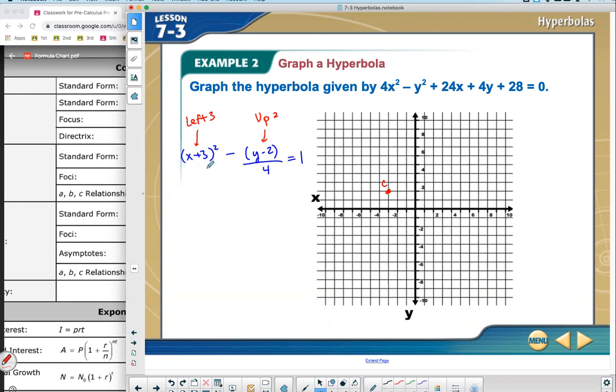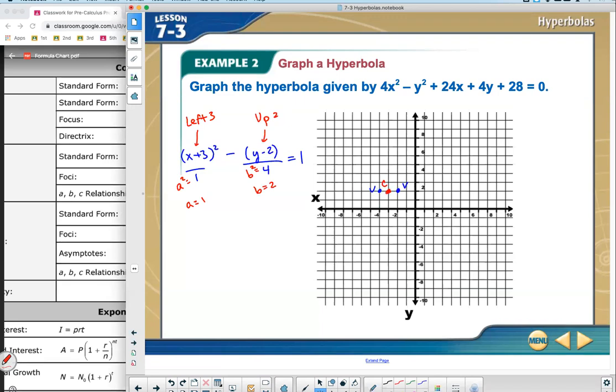Now remember, there's no denominator here. So it's the same thing as if we had set it being divided by 1, which means our a squared, because this is the positive fraction, is 1. A is 1. So it's underneath the x. So I need to go left and right 1 unit for my vertices. So left 1, there's the vertex. Right 1, there's a vertex. Again, you don't have to have that denominator, but you could set it as being over 1. And then my b squared is 4. So b equals 2.